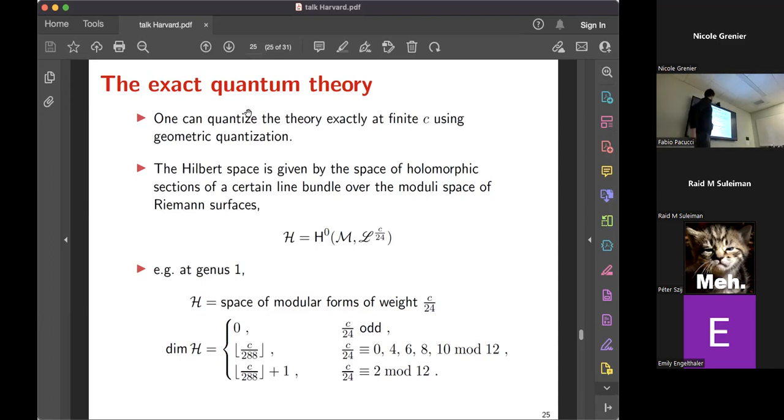And here I have the formula for you how big the space of modular forms is at various central charges. So first of all, central charge again has to be a multiple of 24. So C over 24 is always an integer. And then if C over 24 is odd, there's no modular form. If C over 24 is even, then there are some modular forms. And there's some kind of weird case distinction depending on the mod 12 properties of C over 24.